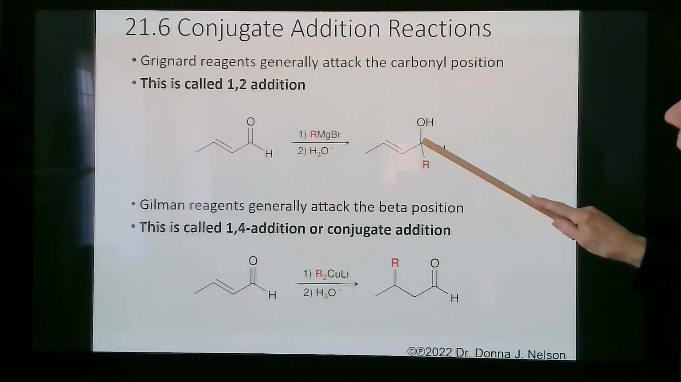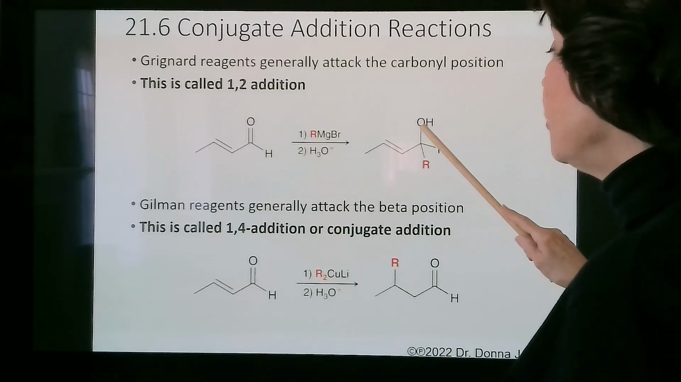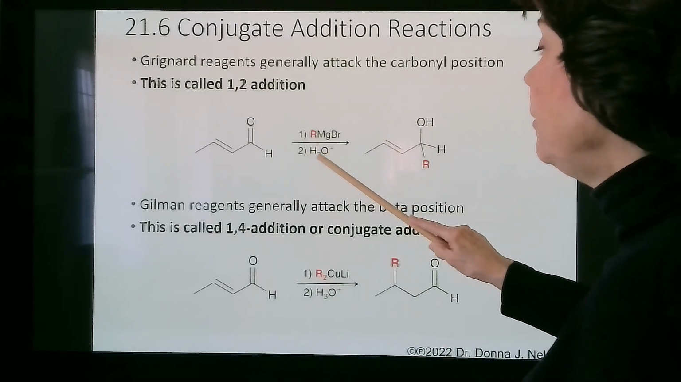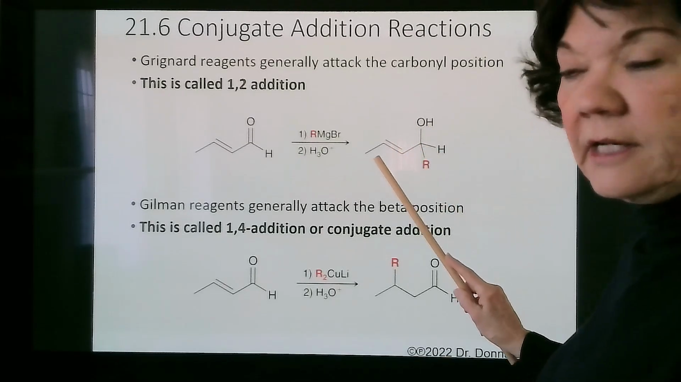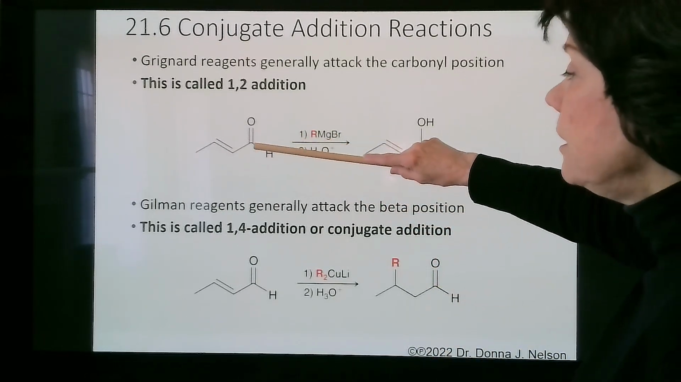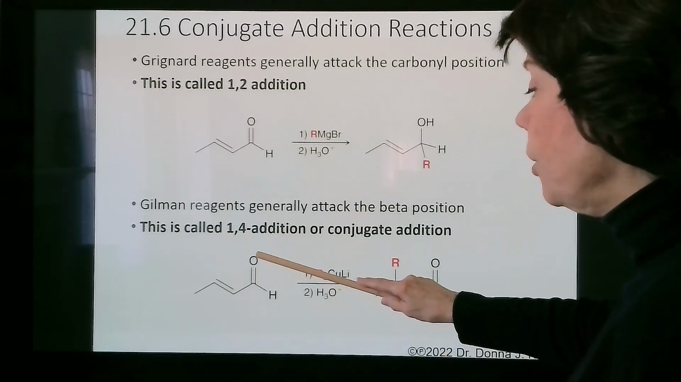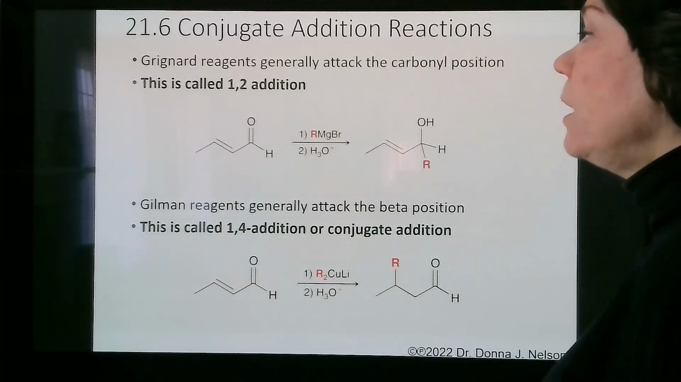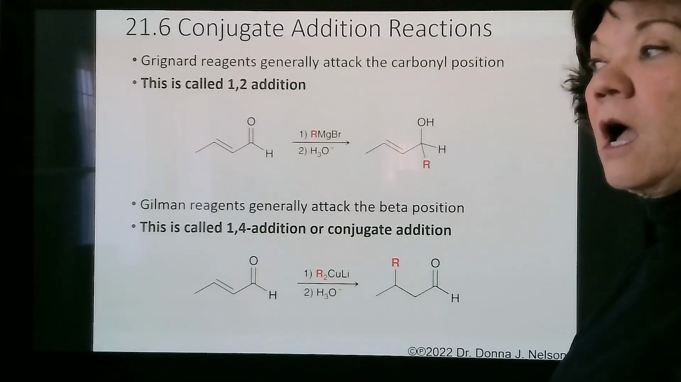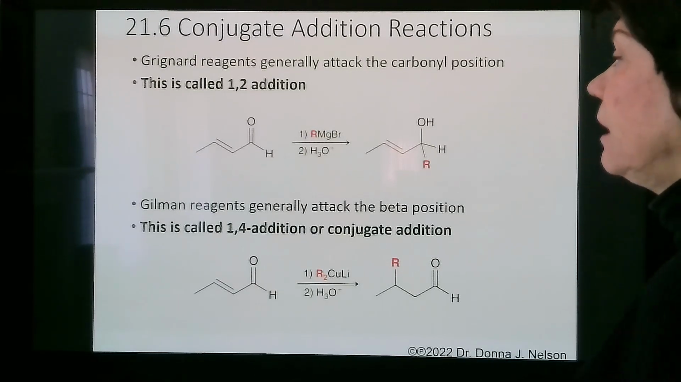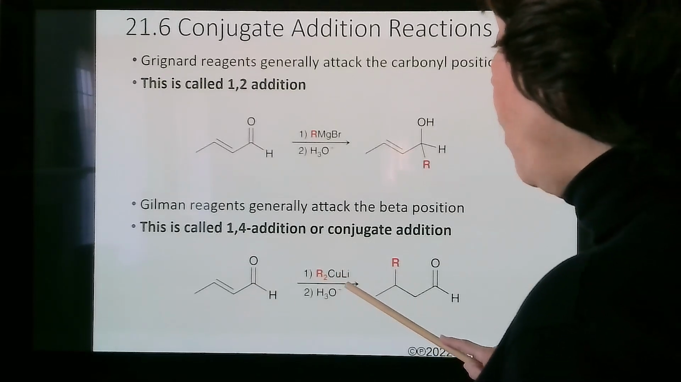Then you'll get the oxygen anion, the alkoxide, and then that will be protonated simply by dilute acid in order to arrive at the product that is shown here. This is called 1,2 addition. Now we're also going to look at 1,4 addition: 1, 2, 3, 4. The 1,2 and 1,4 are simply relative to each other. It has nothing to do with the numbering of the atoms in nomenclature or anything else.